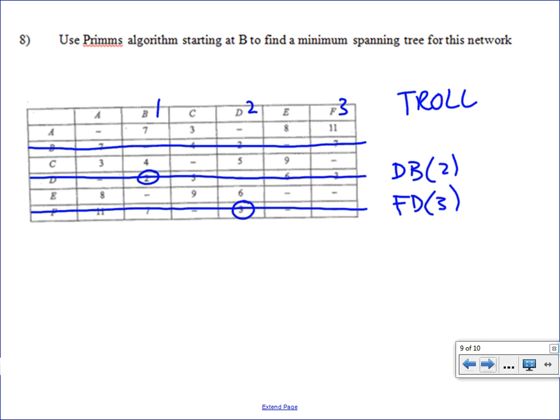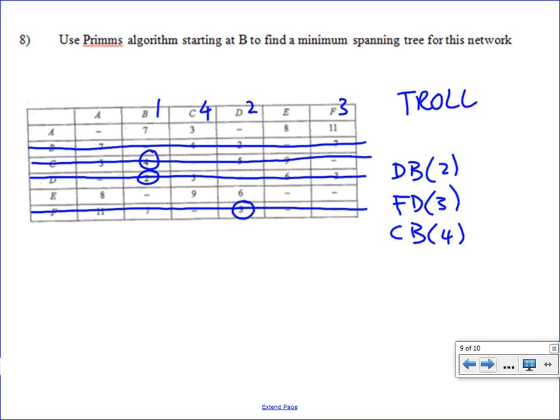Now looking down B, I've got a 7 and a 4. D, I've got a 5 and a 6. F, I've got an 11, so the smallest is 4. So that brings a CB in, add that to my list, 4. That means I've brought C in next, that's C brought in 4th. I can remove the row, having written on the top of it.